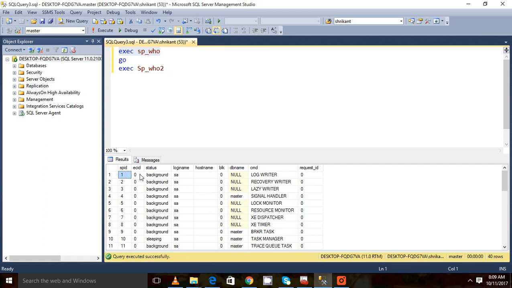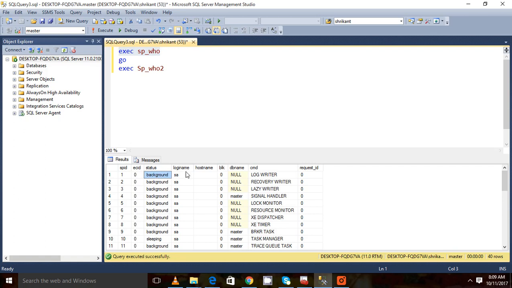Next is status. There are a lot of statuses that a session can have with the server. It might have a suspended status, a blocked status, it may be background, it may be sleeping. There are a lot of them basically. We'll talk about them one by one.